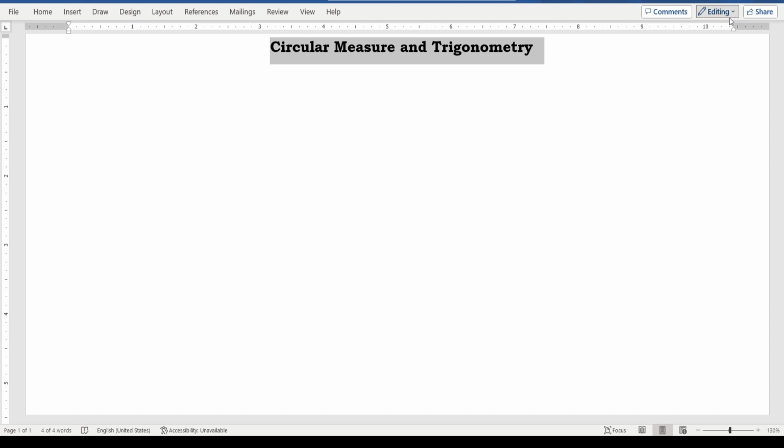Circular measure under trigonometry. Trigonometry is the mathematics of triangles. Astronomers looking at the stars started to develop this trigonometry thousands of years ago in ancient Egypt, Mesopotamia, and India.